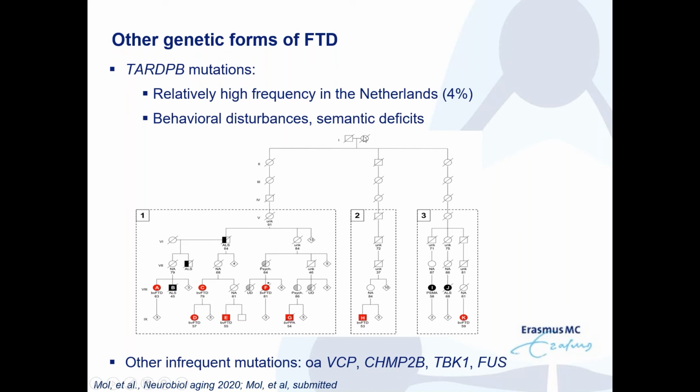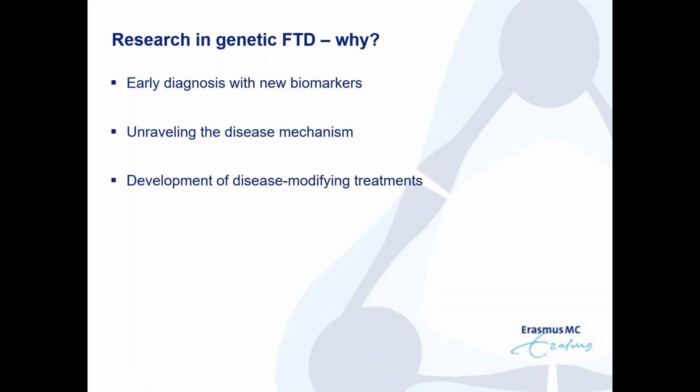An ancestor possibly many years ago. So it's basically a very large family. And clinically, these mutations present with mainly behavioral disturbances and semantic deficits. Then the research in genetic FTD.